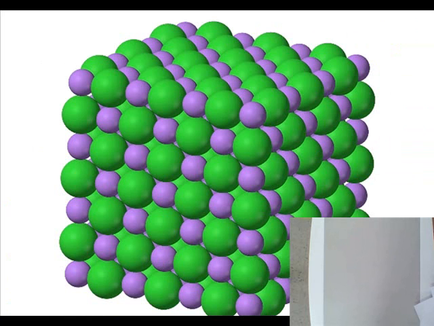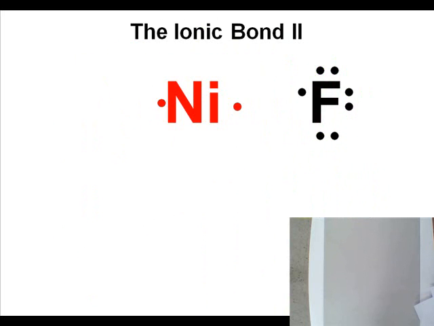If you looked at it again on a large scale, look at the regular arrangements of the two different kinds of ions. That's a crystal. That's an ionic lattice. Now let's take a look at ionic bond again.